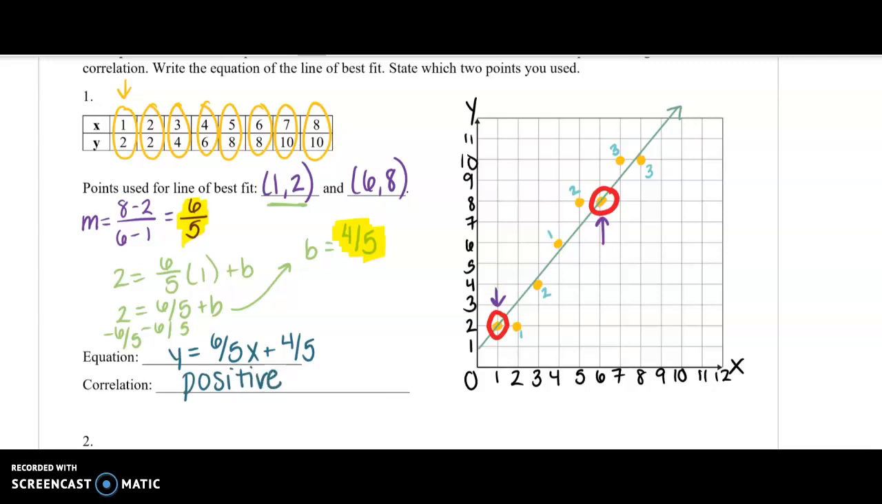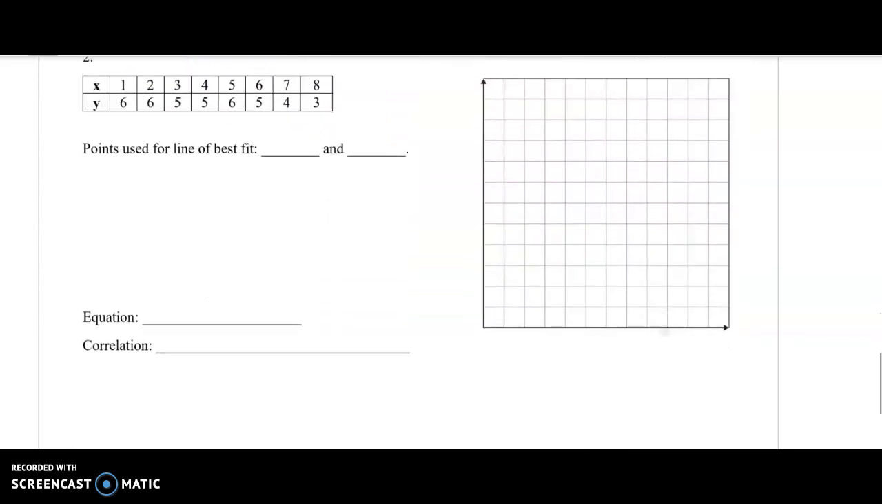Okay, so we're going to do one more example problem together. First thing we always want to make sure that we do is label our x and y axis. So go ahead and do that. We should be able to count by ones again. Okay, so then from there, I'm going to go ahead and plot my ordered pairs, my points.